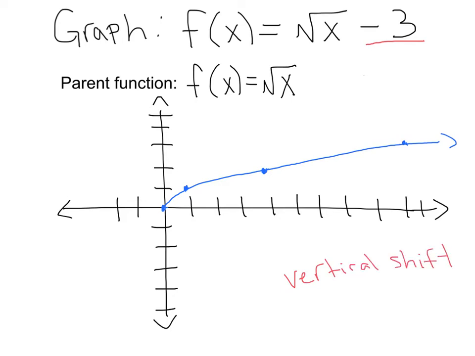And remember, vertical shifts stay the same. So here we have a negative 3, so we're going to be vertically shifting negative 3. So all I do is go to each point. Here I have the point 0, 0. I shift that down 1, 2, 3. I'm going to have a point right here.